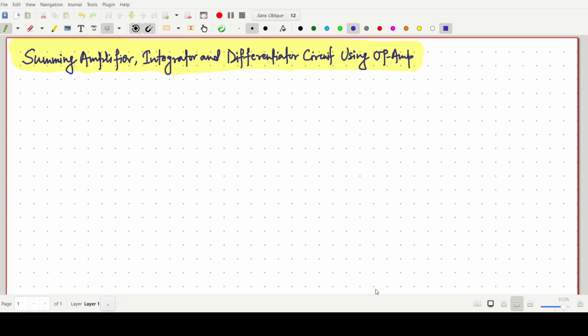Welcome everyone. In this video lecture, we will think about the op-amp based summing amplifier circuit, integrator circuit and differentiator circuit. So we will start with the summing amplifier. Okay, this one is the summing amplifier. So how will the summing amplifier look? Okay, so I am making the schematic of the summing amplifier.